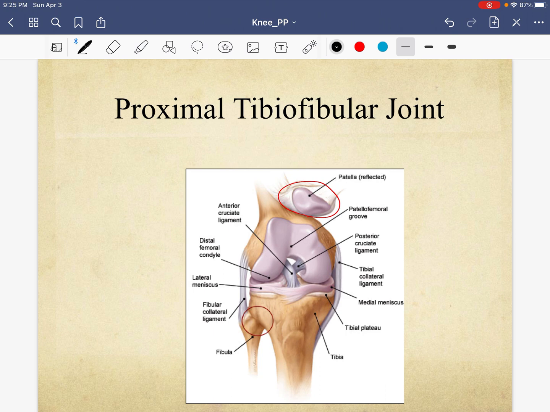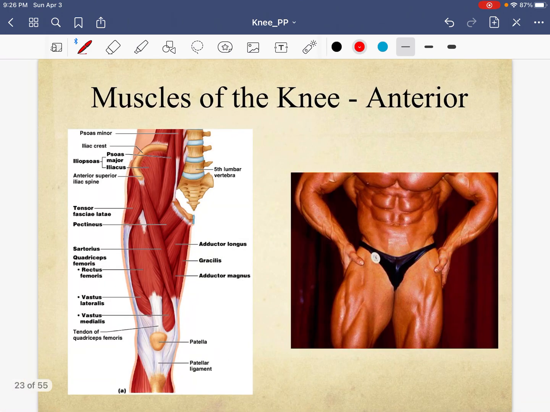There's also a proximal tibiofibular joint, shown here, circled in red. Proximal tibiofibular, between the tibia and the fibula. This is not part of the knee complex. I just wanted to point out that it exists. We obviously need to have the fibula and the tibia be connected, but it's not part of the knee complex in that way.